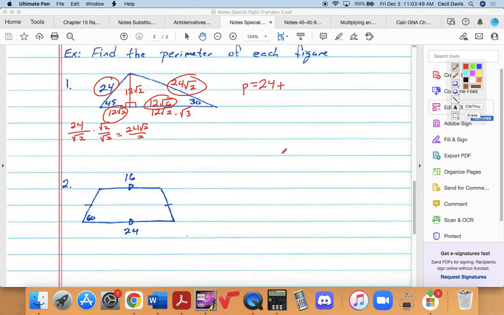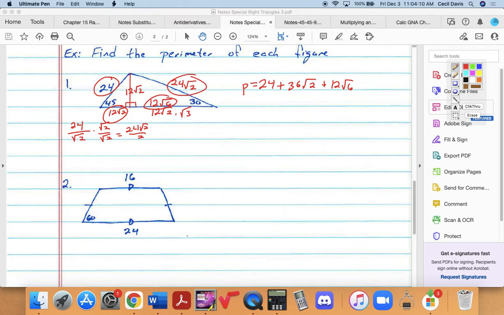Oh, I see. Never mind. Okay, so there's a 24. There's a 12 square roots of 2 plus 24 square roots of 2 is 36 square roots of 2. What about the other 12 square roots? Oh, and a 12 square roots of 6. Can we not add them up because they're not the same?